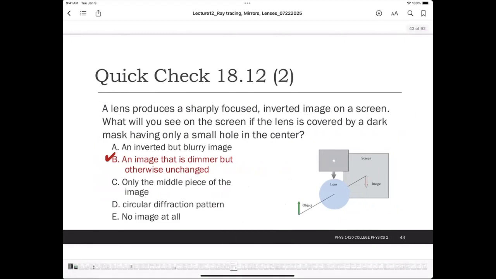Actually, it is still B, because even if there is only one hole, the object can still have rays go through this hole, and can form an inverted image on this screen. But like I said, not too many rays go through the hole, so the image will be dimmer, but otherwise unchanged. That makes sense to you?